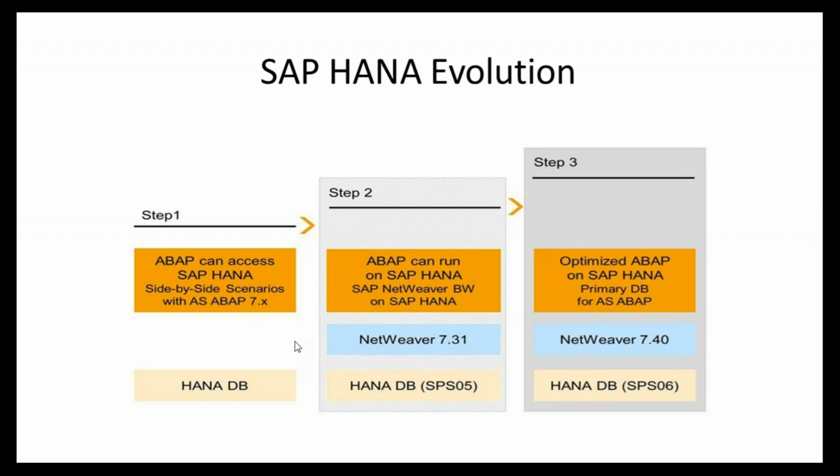So this is the evolution in the HANA database, and these are the service packs. In the HANA database, we have service pack 5 and service pack 6. Service pack 6 happens to be the latest one. So ABAP can access SAP HANA in side by side scenarios. That side by side scenario was called the sidecar method.